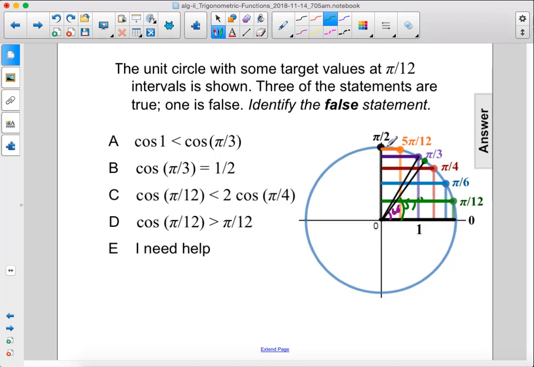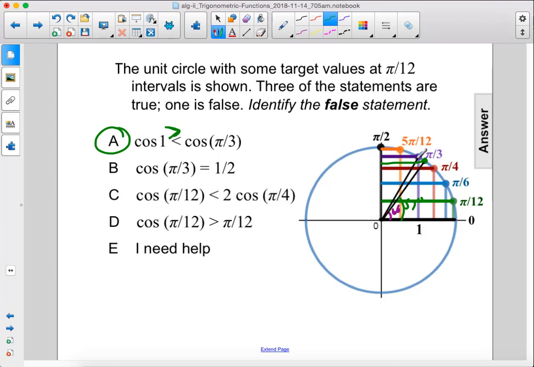So now let's look at the cosine values. The cosine value of 1 radian is the length of this green line, and the cosine of pi over 3 is the length of this purple line. You can see that the length of the green line is longer than the length of the purple line. Therefore, this is false. Cosine 1 is greater than cosine of pi over 3. The answer to this problem is A, but let's just go through the other answers.